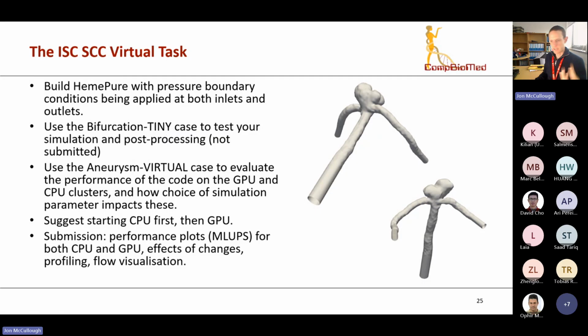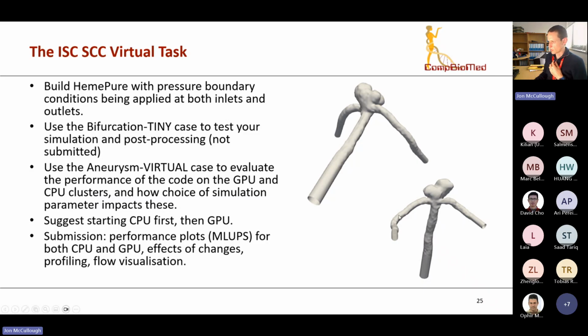This is just to test your builds, make sure they're running, have an idea of how the simulation output from HemeLB looks, how to use your post-processing technique, how to extract data from it, how to visualize it, how to view it in a very small domain. So it should run in a relatively short period of time, and you're able to get used to working with the HemeLB environment. And then the test case for the actual virtual case is an aneurysm.